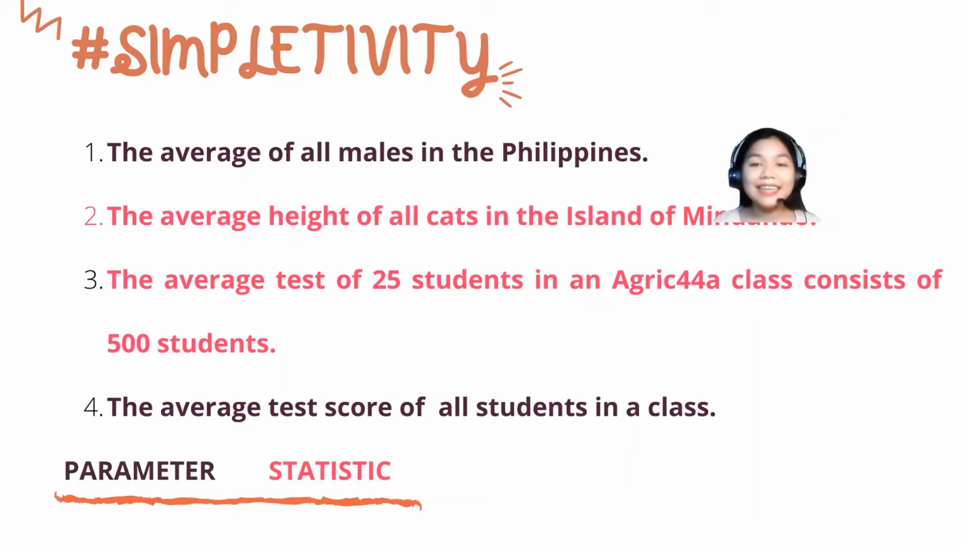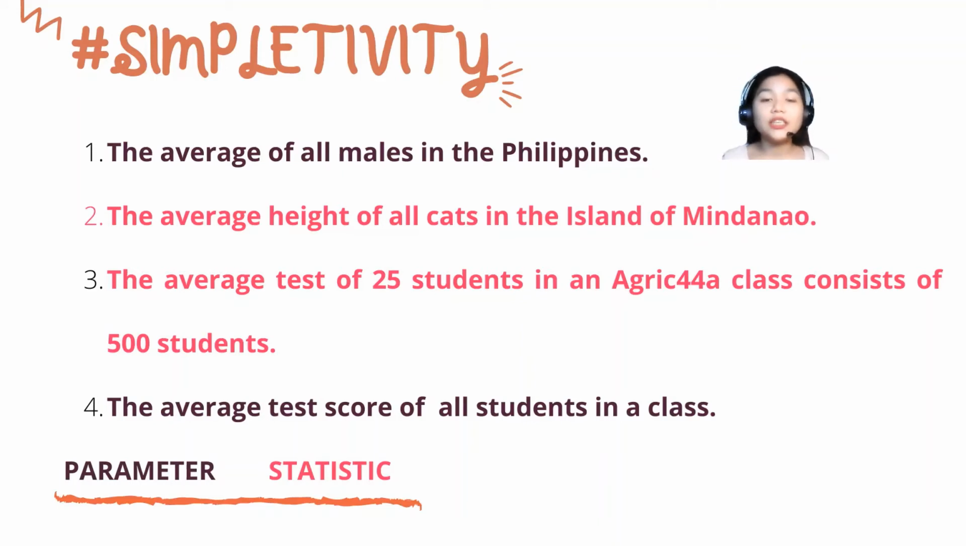The ones highlighted in violet are all parameter. They refer to the entire population, while the ones having the font color pink are actually statistic. So, the average of all males in the Philippines, klarong-klaro po lahat po ng males. Ang dami kaya ng males. So, population. So, parameter. The average height of all cats in the island of Mindanao, mas naging specific siya. Okay, so statistic.